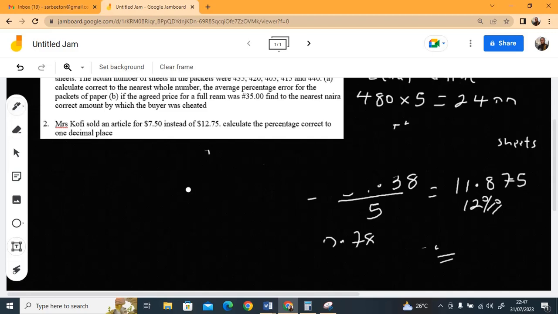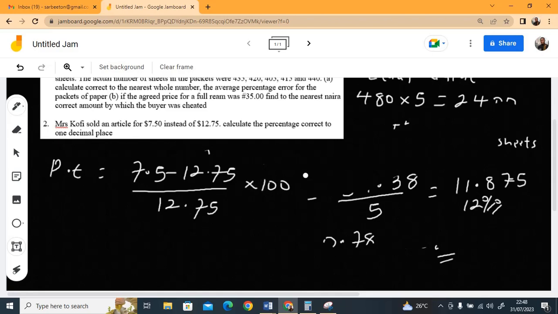Now they said Mrs. Kofi sold an article for 7 naira 50 kobo instead of 12 naira 75 kobo. It means this is the actual amount that she should have sold the article for, but she sold it for this. This is the error she made. So I can just go like this: the percentage error equals 7.5, and I'm still going to ignore the minus, minus 12.75, all over the actual, 12.75, times 100%.